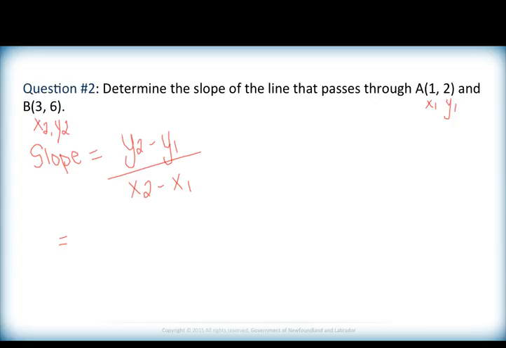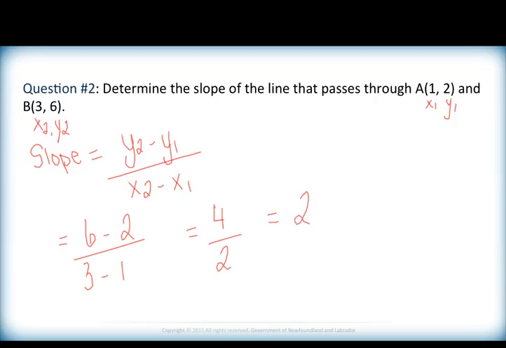Okay, so our y2 point is 6. We're going to go 6 subtract 2. And then we're going to go 3 subtract 1 because that is our x2 subtract our x1. 6 subtract 2 is going to give us 4. And 3 subtract 1 is 2. We always check to see if we can simplify our slope. 4 divided by 2 is equal to 2.